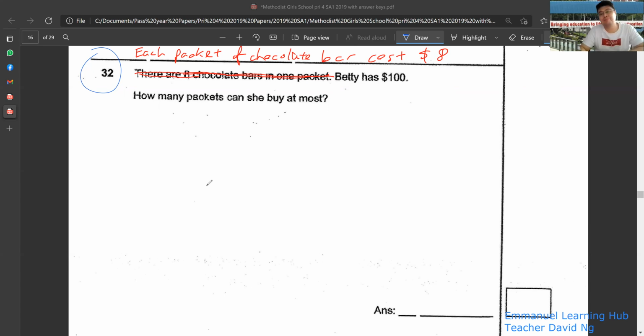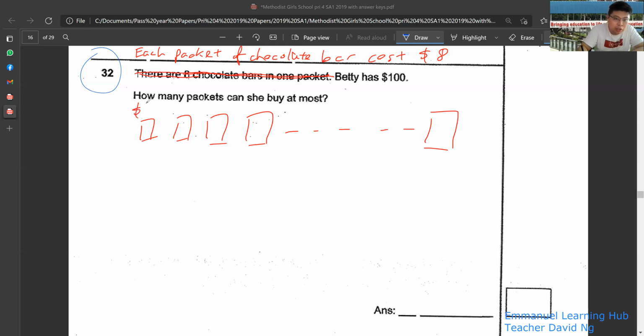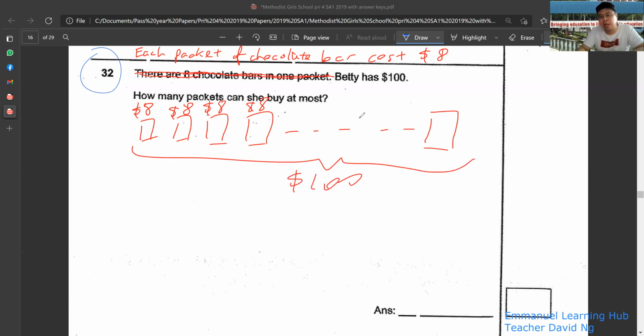What must you do? To find the packets she can buy at most, what must you do? Each chocolate bar is $8. You don't know how many chocolate bars she can buy, but she only has $100. Then you tell me how many chocolate bars she can buy at most.